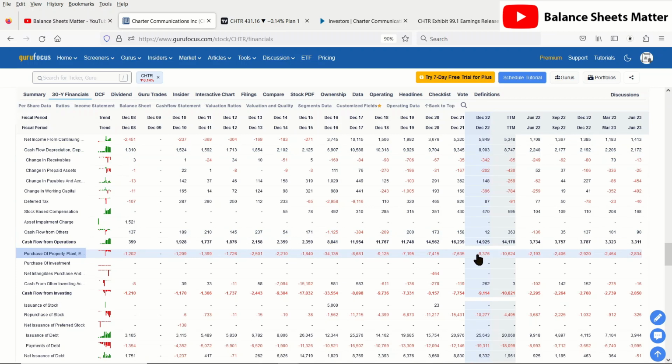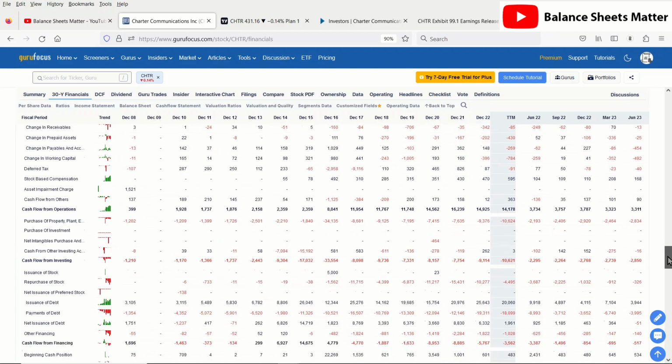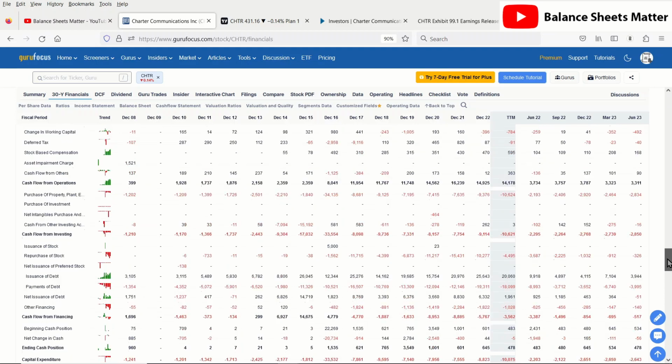So I really wouldn't look at Charter Communications as a company that is having to do a lot more purchase of plant, property, and equipment than they're actually depreciating. I think it's probably pretty accurately in line, giving us a pretty accurate reflection of their real earnings. So what you're seeing in the earnings and cash flow is probably actually what you're getting.